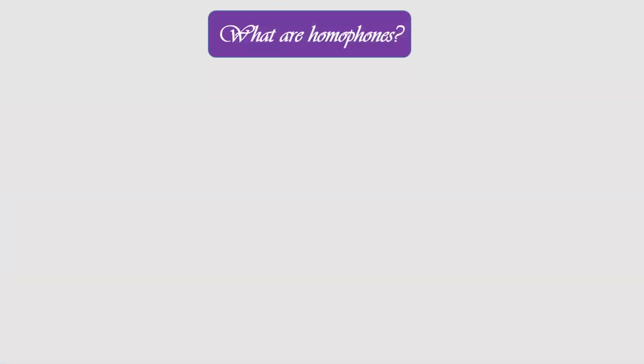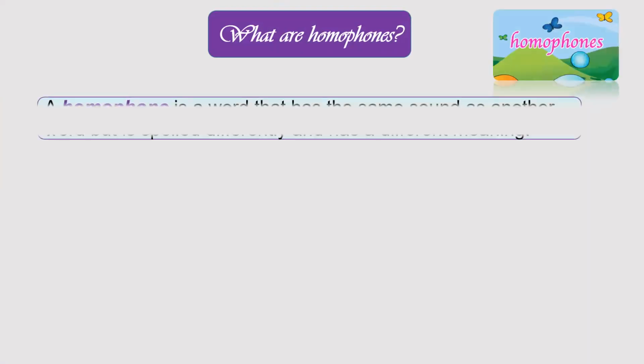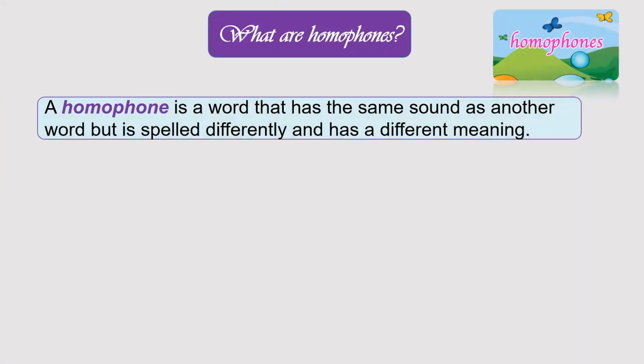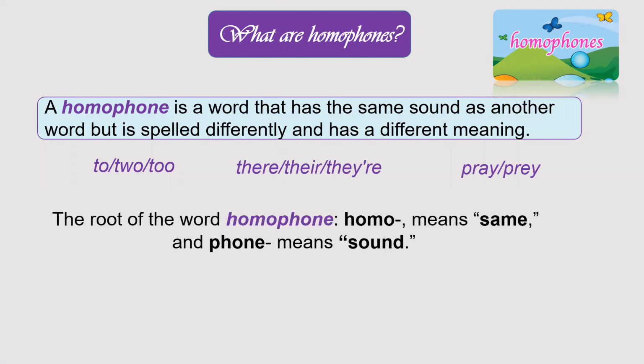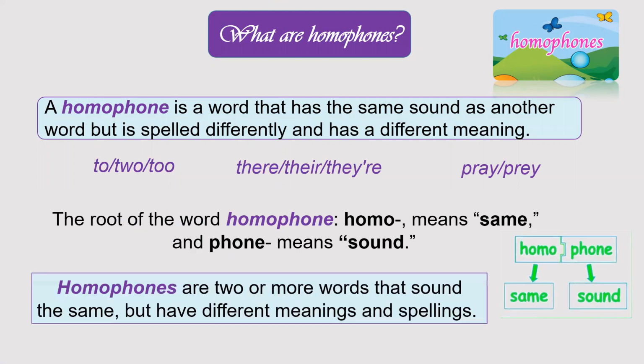So what are homophones? A homophone is a word that has the same sound as another word, but is spelled differently and has a different meaning. Like chew, chew, and chew, there, and there, pray and pray. The root of the word homophone: homo means same, and phone means sound. So homophones are two or more words that sound the same but have different meanings and spellings.